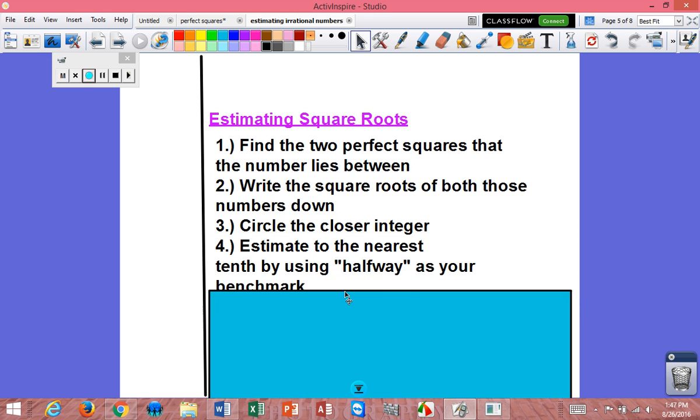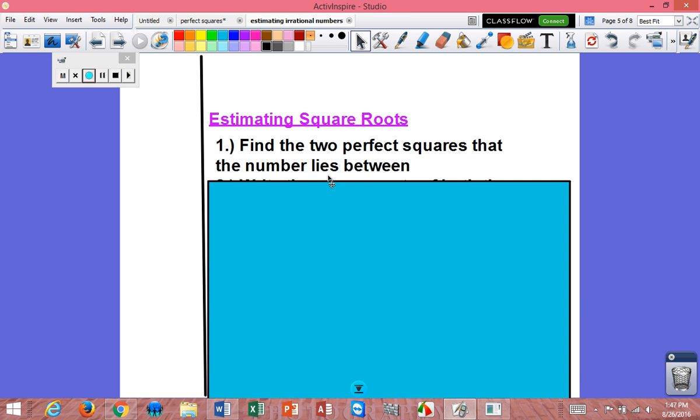Alright, so whenever we estimate square roots, the very first thing we're going to do is find the two perfect squares that the number lies between. So, like I put on the previous slide, the square root of 10, I'm going to work with that while I go through these steps. So, if we were to square two numbers, like 3 and 4, that would be 9 and 16, okay? So 10 lies between that 9 and 16.